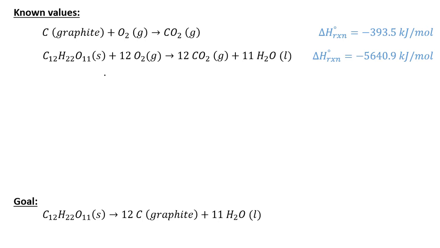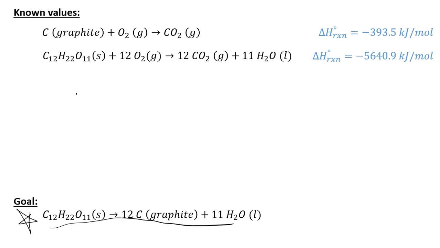Okay, so if these are our known values and we're trying to come up with this goal, we're trying to make this equation down here. How do we do that with these known things? Well, Hess's law says you can combine things in small steps to create the whole. So in this case, we can look at each of our different equations and decide what we need to go forward to create this whole final reaction.